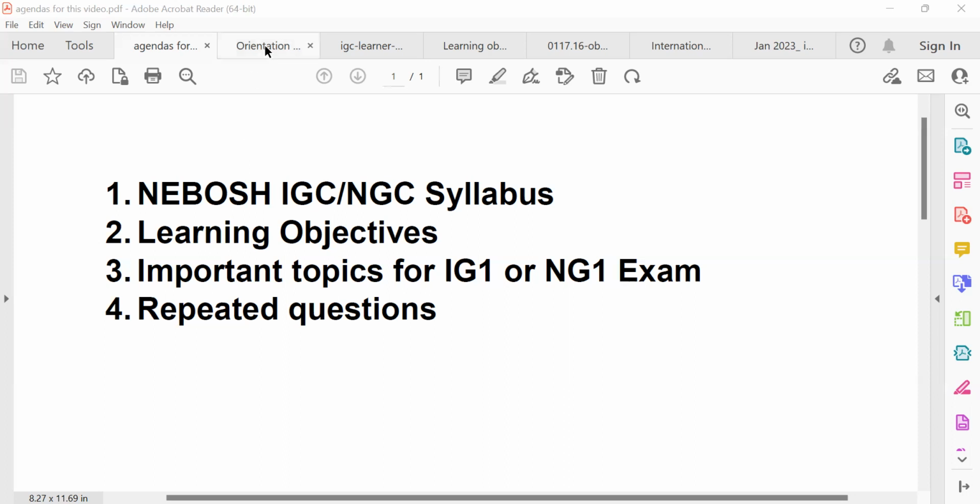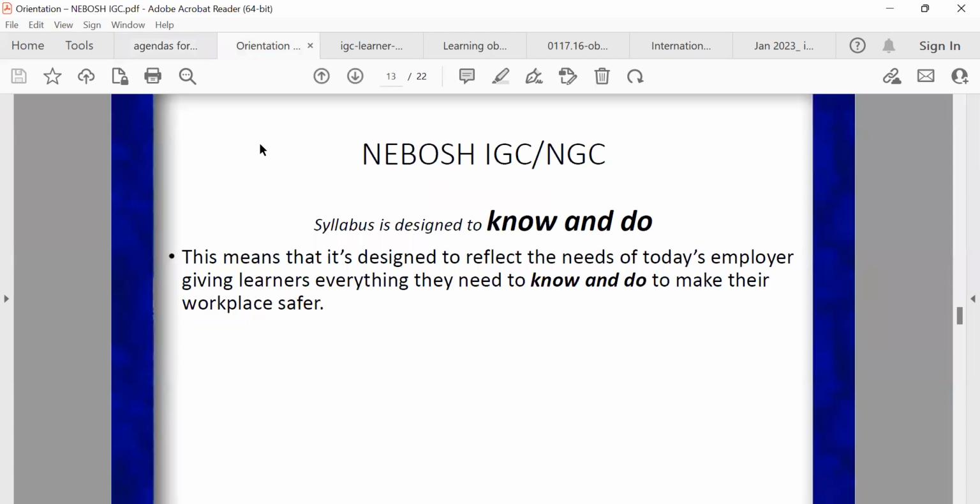The first point, NEBOSH IGC or NEBOSH NGC syllabus. This syllabus is designed to know and do. What does it mean? This means that it is designed to reflect the needs of today's employer, giving learners everything they need to know and everything they need to do to make their workplace safer.